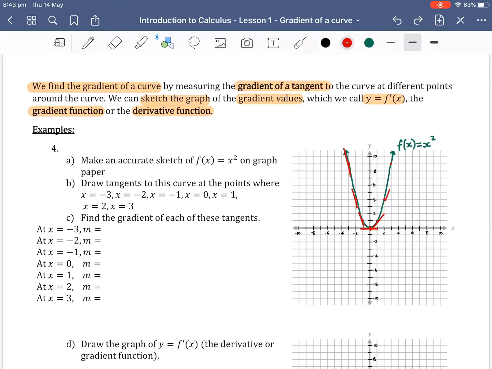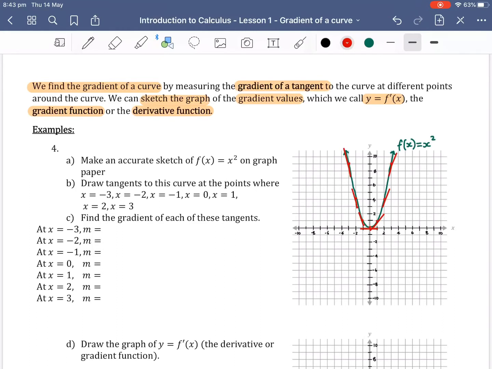So these tangents should not have the same gradient. The only ones that will have the same gradient is the negative version. As my sketch is not as accurate as it should be of the function, it is hard to draw the tangents. So then we can work out what our gradients are.